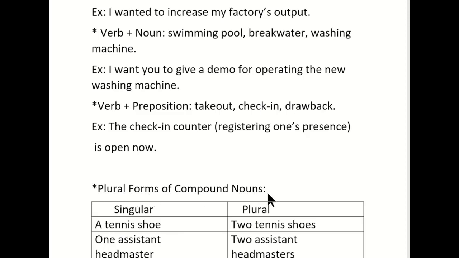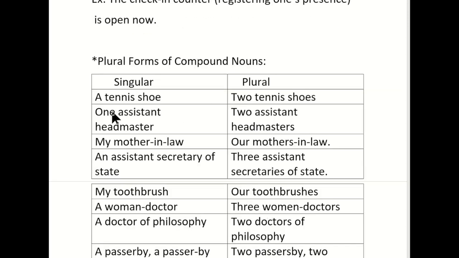Plural forms of compound nouns. Singular and plural: a tennis shoe, 2 tennis shoes. 1 assistant headmaster, 2 assistant headmasters. My mother-in-law, my mothers-in-law. An assistant secretary of state, 3 assistant secretaries of state. My toothbrush, my toothbrushes. A woman doctor, 3 women doctors. A doctor of philosophy, 2 doctors of philosophy.